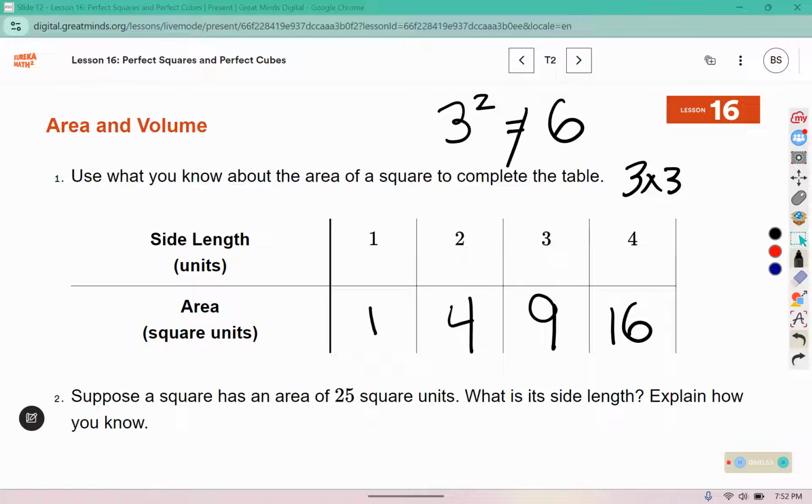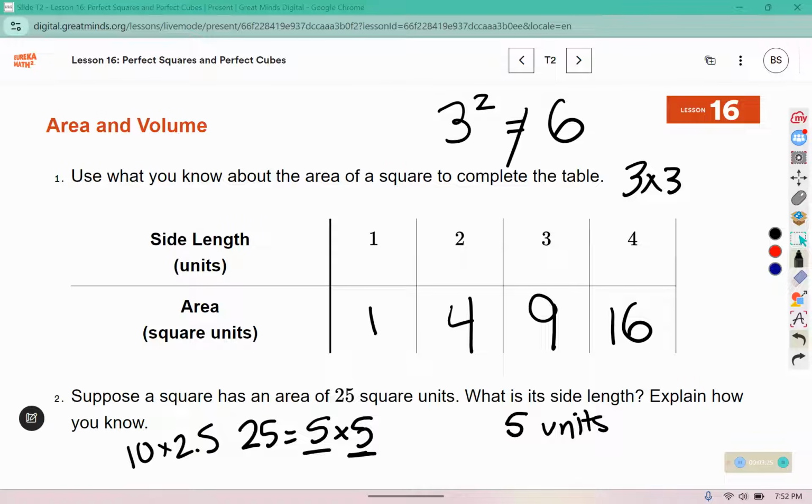2. Suppose a square has an area of 25 square units. What is its side length? Explain how you know. Well, 25 is 5 times 5. So the side length must be 5 units. And we know this because 5 times 5 is 25. In order for it to be a square, both of these numbers have to be the same. So we couldn't do like 10 times 2.5 because those are not the same numbers. We need to use 2 of the same numbers because it's a square.